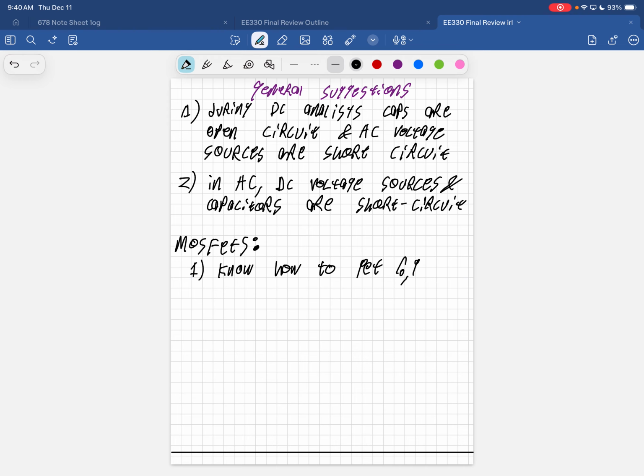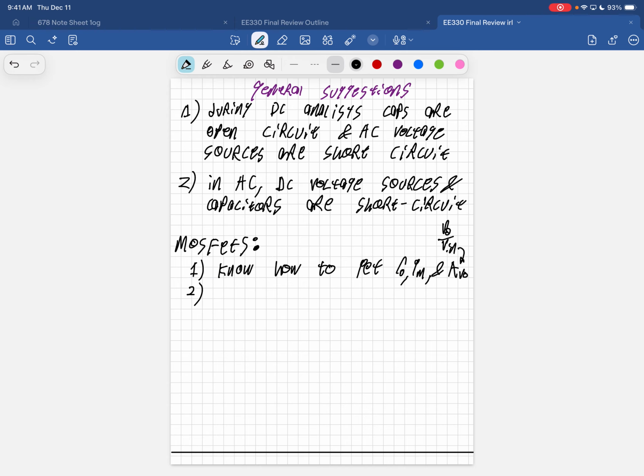You're gonna need to know GM and AVO, which is your gain. Sometimes AVO is written as Vout divided by Vin. Sometimes they won't even say AVO, maybe they'll just say voltage gain. They're looking for AVO.